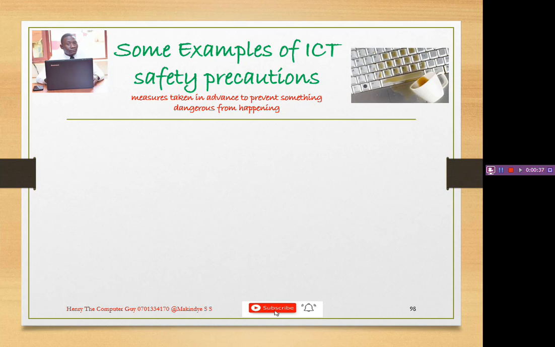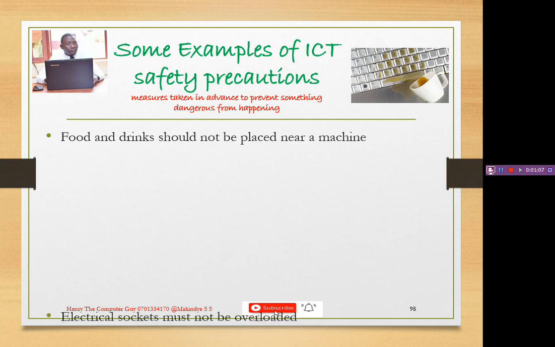So for example, we begin with point 1. They're telling us that food and drinks should not be placed near a machine. Refer to the diagram up here. We have our keyboard, we have a cup of tea. So you're working upon a component, but you put a cup of tea close to that component. Accidentally, you're going to knock down the cup of tea, then you're going to lose the component you're working upon. So it is always advisable not to put drinks close to the machine or system you're working upon.